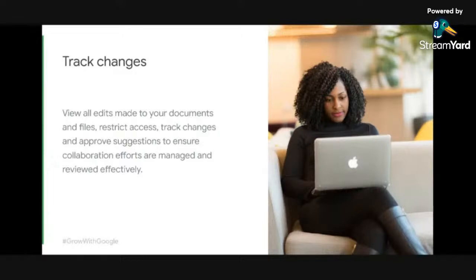To review changes, follow these steps. Step 1. Open your file in Google Drive. Step 2. From Docs, Sheets, or Slides, select File, then Version History, and then See Version History. Note you need to have owner or editor access to the file.